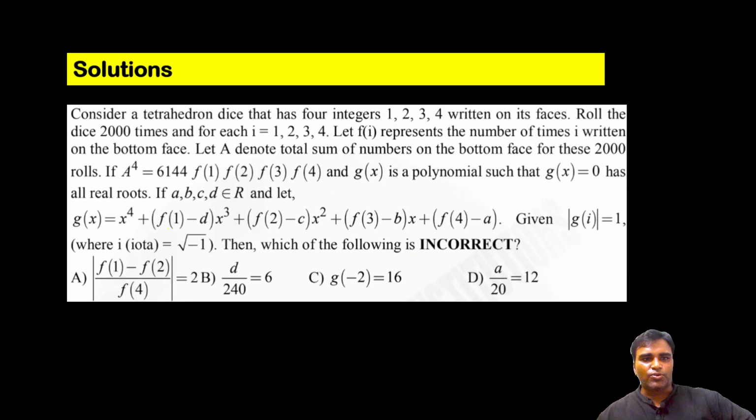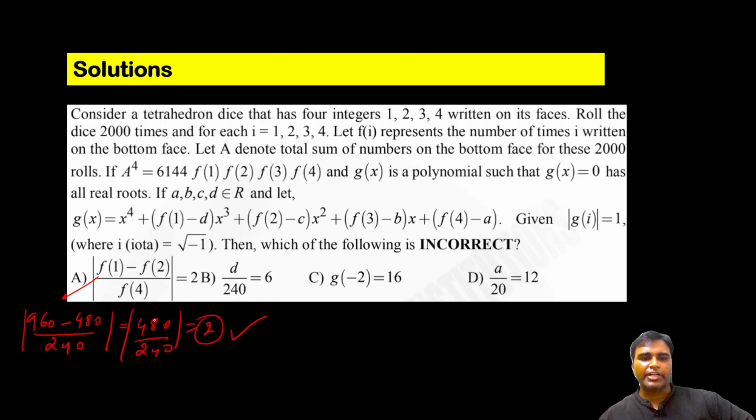Now let's look at the question once again. Till here we have solved up to a power 4. Now which of the following is incorrect? So if you can see here, f1 is 960, f2 is 480, f4 is 240. Let's calculate this. 480 upon 240, so it is coming as 2. So this value is correct. So this is not my option, because they have asked which is incorrect. Be careful while marking your answer. So A option is totally rejected. A option is correct. We have to find which is incorrect.